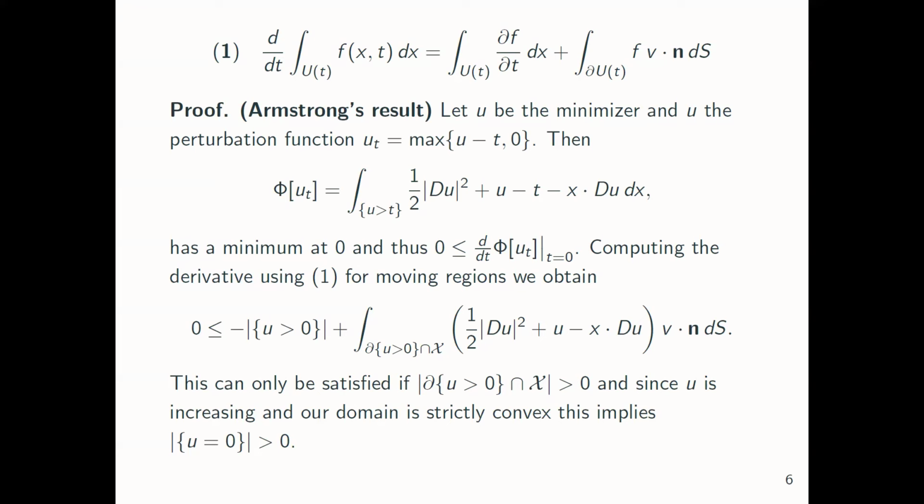And for an increasing function on a strictly convex domain, that implies your set U, where U is equal to 0, has positive measure. So quite quickly, you get some, I think, rather startling conclusions. If you buy the model at all, if you think it's reasonable, you have to not sell to a portion of your population. Otherwise, you're not maximizing the profit.